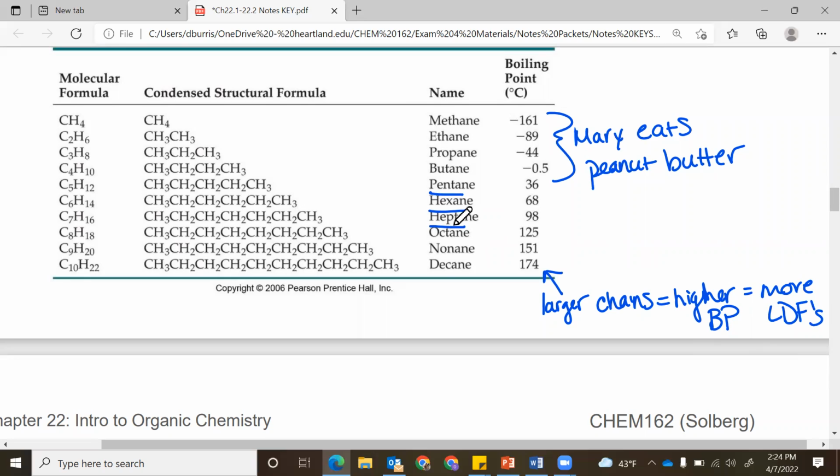So like these are liquid, heptane, octane. I know you've heard of octane before. That's liquid, whereas methane is always gas. They don't stick together as well. So bigger molecules, higher boiling point. All right. We're getting there. We're doing great.